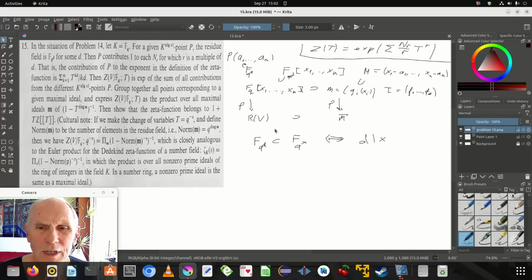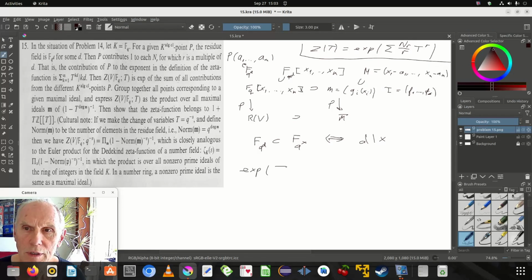Every time it's a multiple of d, we get 1 here, only for multiples of d, and that means the contribution has the form sum over n, and then this must be a multiple of d. What do they use? T^(kd) divided by k. So we should of course compute this.